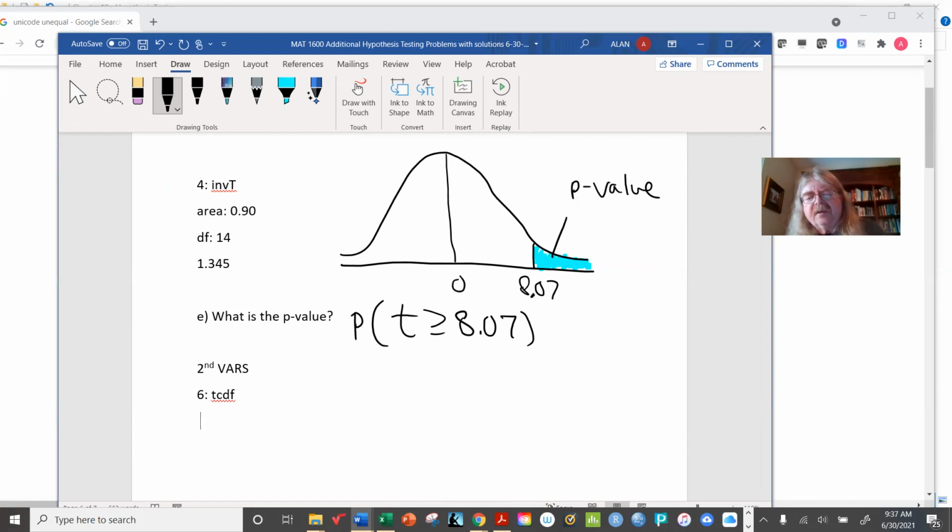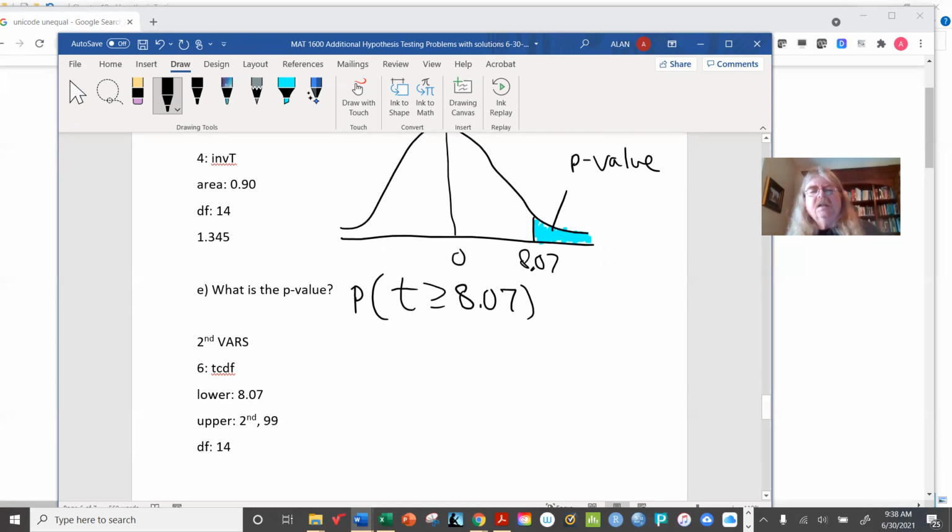CDF means cumulative density function. Now, in this case, the lower limit is 8.07. Upper would be positive infinity. And the degrees of freedom is 14. So my guess is that this number will be really, really small before I even do this. So let's confirm that. Yeah, this is pretty much what I was expecting.